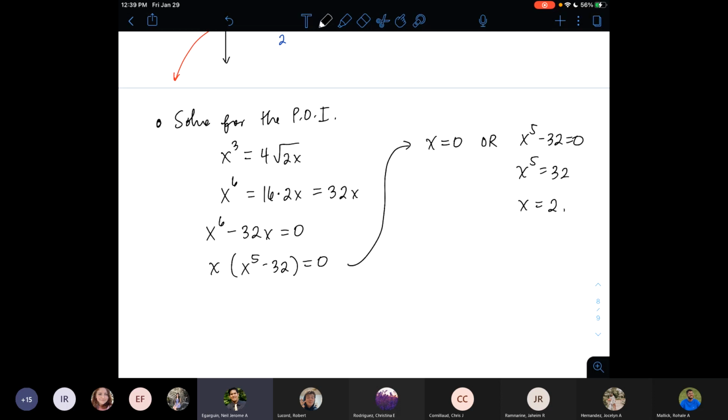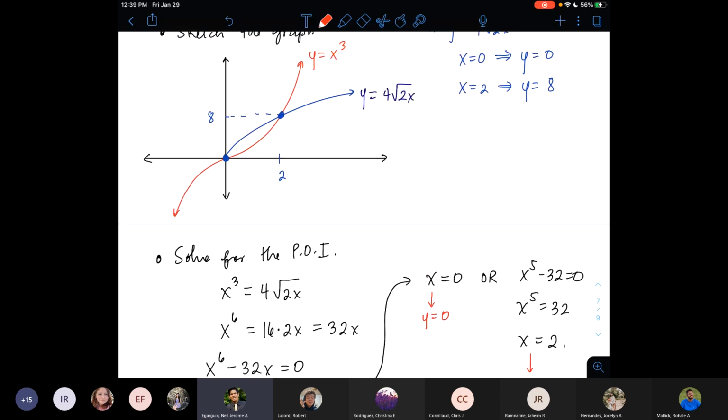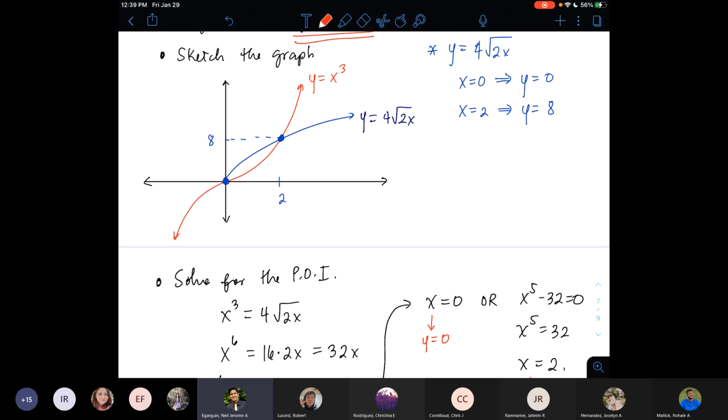And what are the corresponding y values for the points of intersection? Well, if x is 0, then y is equal to 0. And then if x is equal to 2, then y is equal to 8. And exactly that's what I found out in sketching the graph. And then remember, the region is the region that is bounded by these two curves. So the region is this one, right?